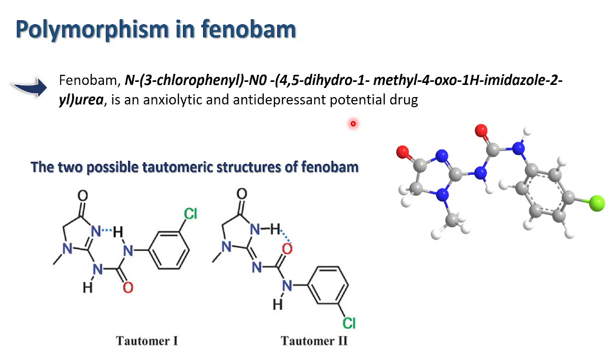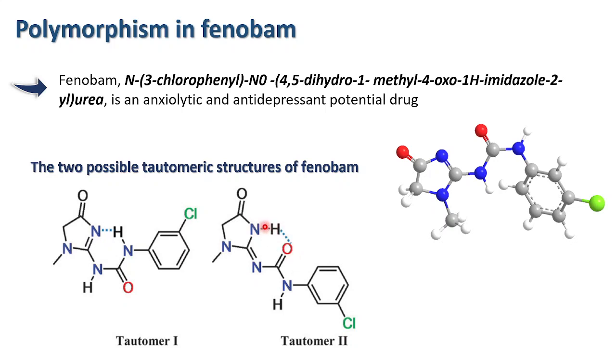What is the importance of this isomer here? We can see this is the first tautomer and this is the second one. This is a phenobam molecule. I have taken this from Mercury software. This is simply the structure of phenobam, and it shows two tautomers, tautomer 1 and tautomer 2. The difference is that in tautomer 1, in the first structure, there is a linkage, an NHN bond, an NHN interaction. Here we can see an NHO interaction.